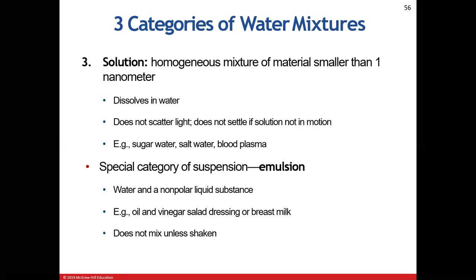Now, if we look at this special category of a suspension, it's called an emulsion. And this is where water and some sort of nonpolar liquid substance get mixed together. And so we see oil and vinegar, salad dressing, or breast milk. If you've ever seen breast milk settled out, you'll see the two layers, specifically like in pumping bags where it gets stored. As you start to thaw it out, you'll see the separation of the substances. Same thing with oil and vinegar. Now, if you shake them up, you get a chance to mix them. But once you let them sit, they'll start to separate just a little bit.